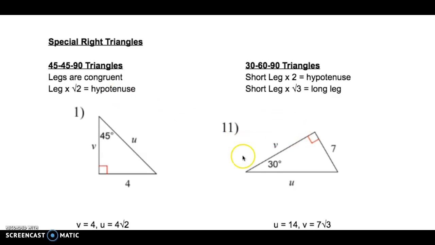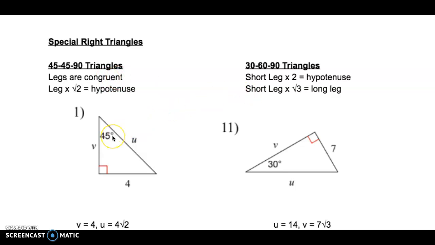For 11, there's no surprise, you have 30, so this would be 60. Remember, you've got the triangle sum theorem, so you've got to have 180 degrees in a triangle. If that's 30, that's 90, that has to be 60. So these will fall into the two main categories we have.